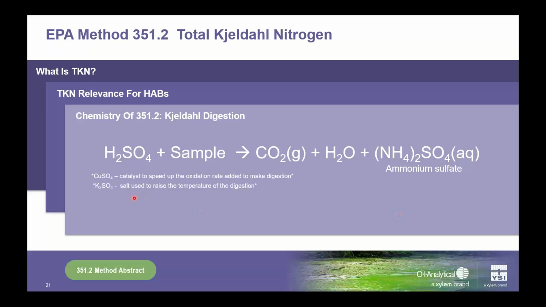You also add potassium sulfate in those reactions. That raises the boiling point to 380 degrees Celsius. And then there's a copper catalyst that's also used. That is going to help you convert all the available organic nitrogen into ammonium. So remember, with TKN, we're trying to get that total organic nitrogen measurement. This is definitely the longest step of the entire process, doing this digestion, and it can take about 2 hours.